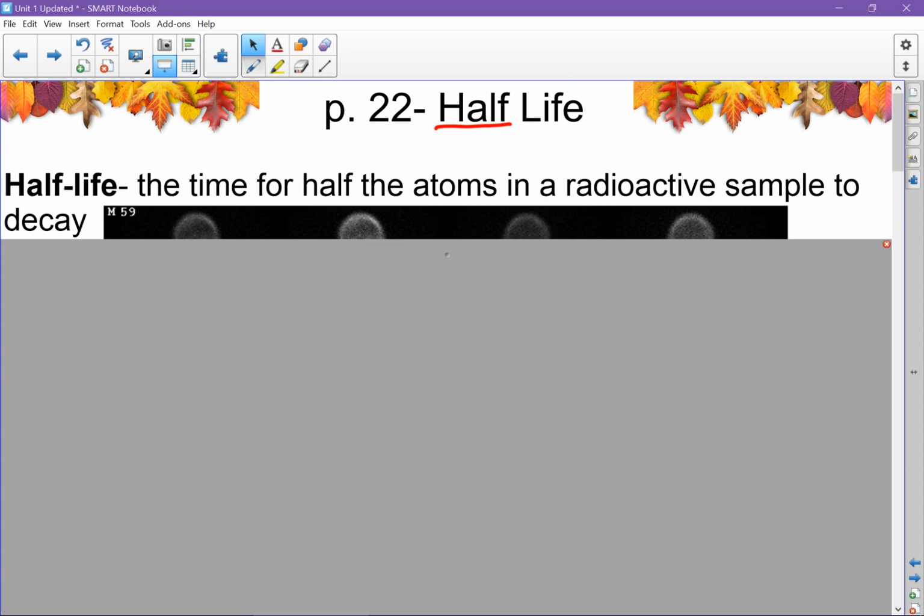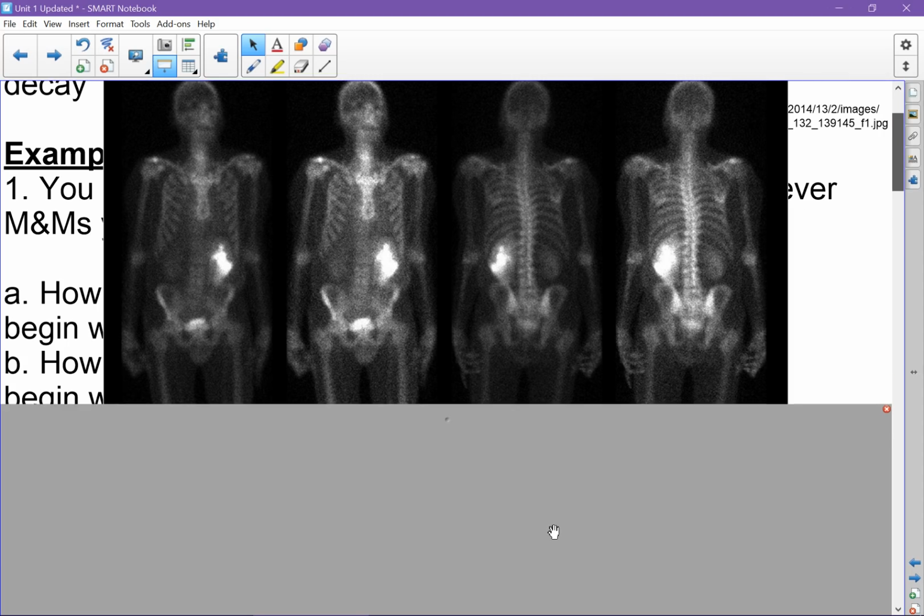So notice that this says radioactive. And you've heard a lot of times that radioactive things aren't good for us. We do use them in a few situations to help us. And so here's an example.